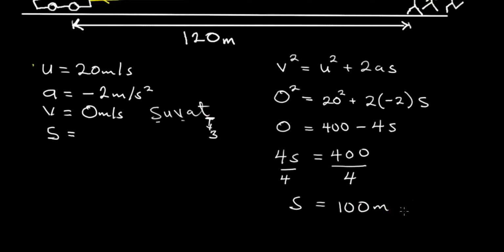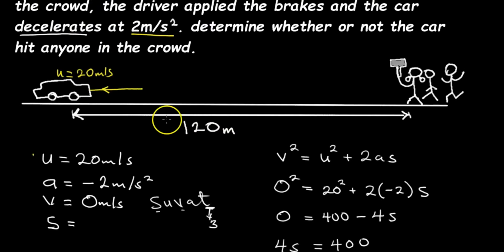So the car stopped at 100 meters. So at 100 meters, let's assume this is 100 meters at this point. The car was able to stop. So did the car hit anyone in the crowd? No, no one in the crowd was hit because the car stopped before it got to where the demonstrators are.